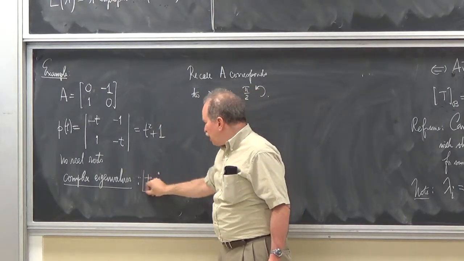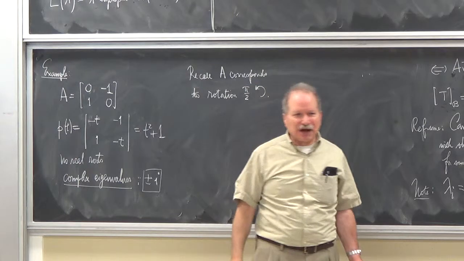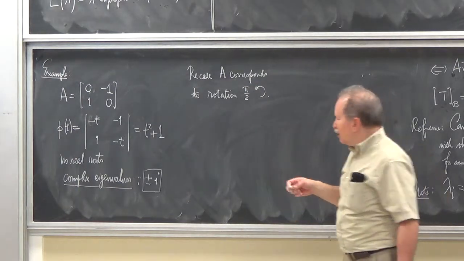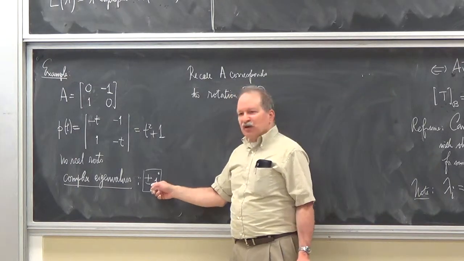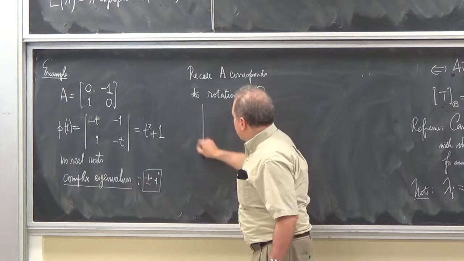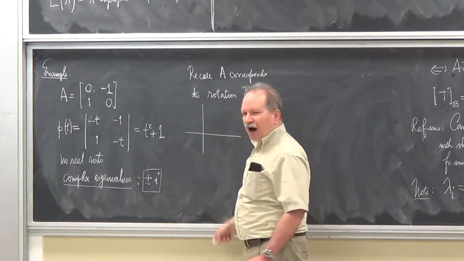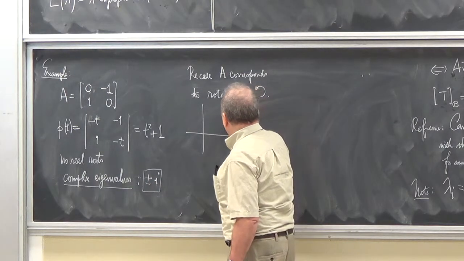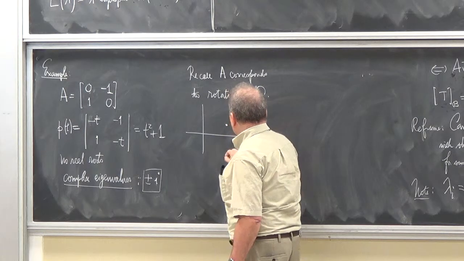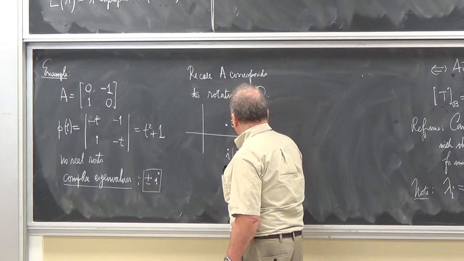Those of you who have played with complex numbers, and I will talk about this more at the end of the course, I hope, will recall that if you think about the complex plane and you took the point 3 plus i and multiplied it by i, what do you end up with?